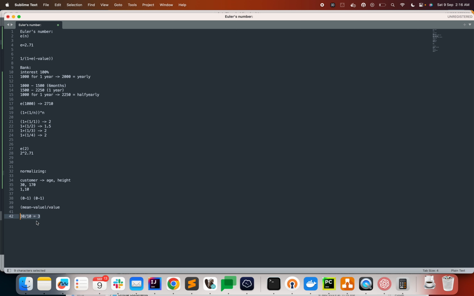So let's take this example. 30 is the value, like age, and then the mean can be 40. Let's say 40 years of age is the mean. So 40 minus 30 is 10, divided by 30, which is 1 divided by 3, which is 0.35 or something like that. So we have normalized this 30 to 0.35.